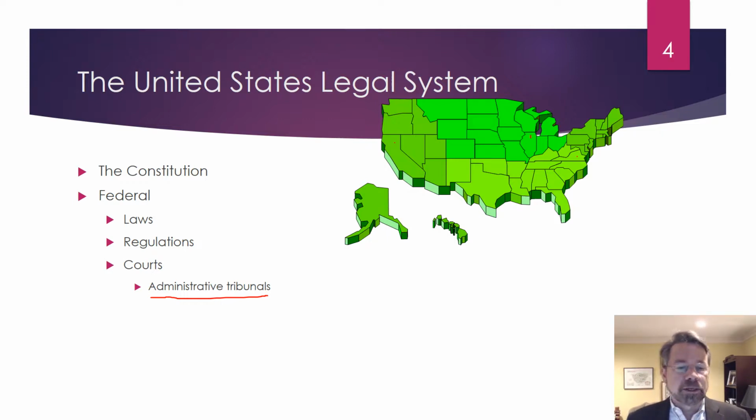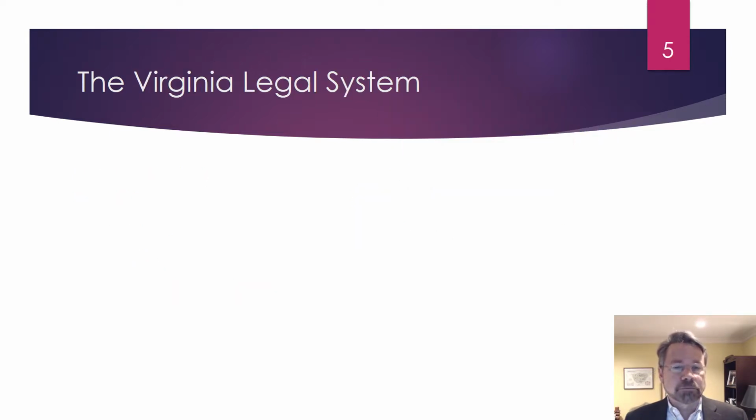For example, if there is an issue as far as federal reimbursement for healthcare, that is an administrative matter. If you are in the crosshairs of being delisted, as we'll talk about later, blacklisted as a provider, that is initially an administrative tribunal issue. If someone is disabled, that is an administrative issue. So administrative tribunals are extremely important in healthcare regulation.